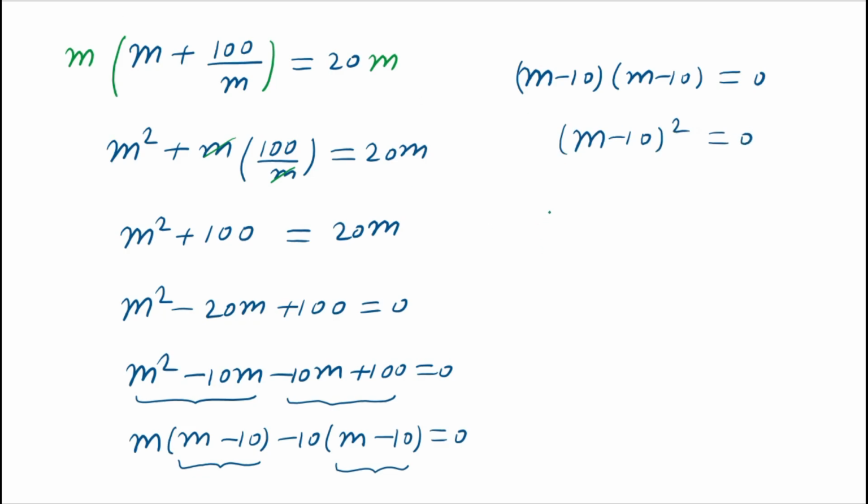Now here we will apply this rule: if a squared equals 0, this implies a equals 0. If we apply this rule here, then m minus 10 equals 0, and the value of m is equal to 10.